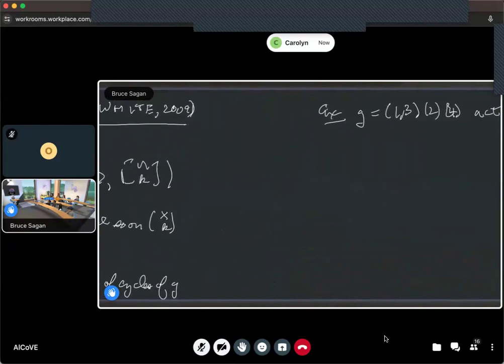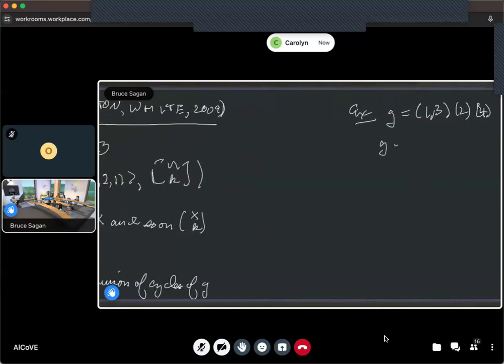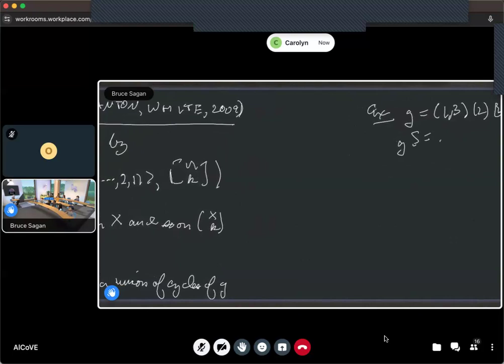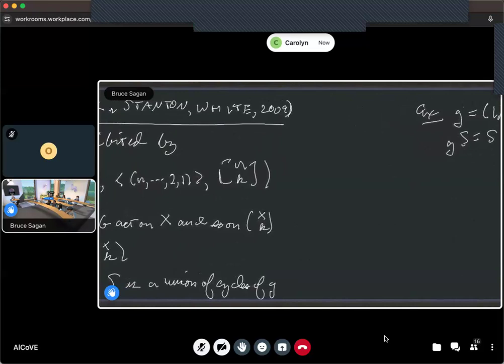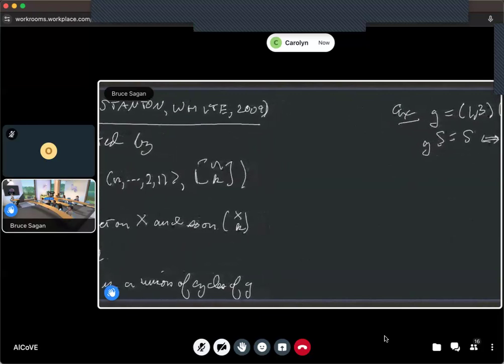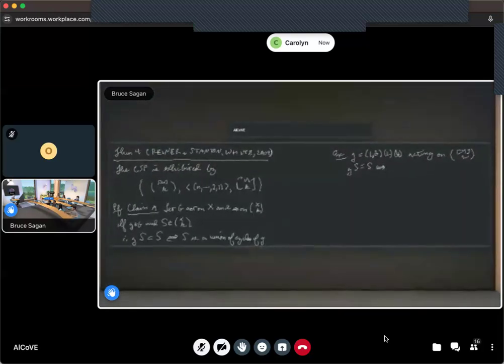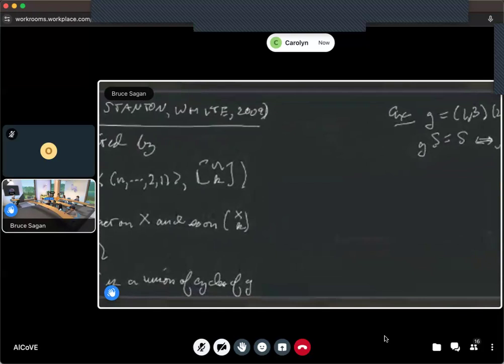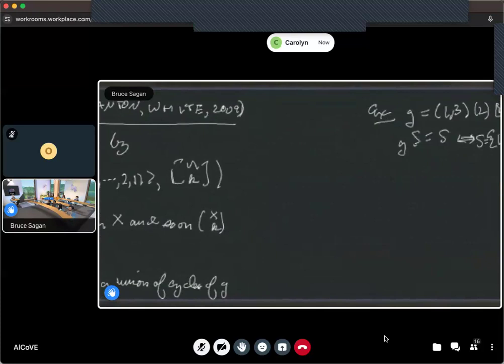What are going to be the fixed points? Well, remember, I have to get two element subsets by taking cycles of G and putting them together. How could I do that? Well, one possibility would be just to take the first cycle, right? If I just take the first cycle, that is a 2-element, and consider it as a set, that is a 2-element subset of 1 through 4.